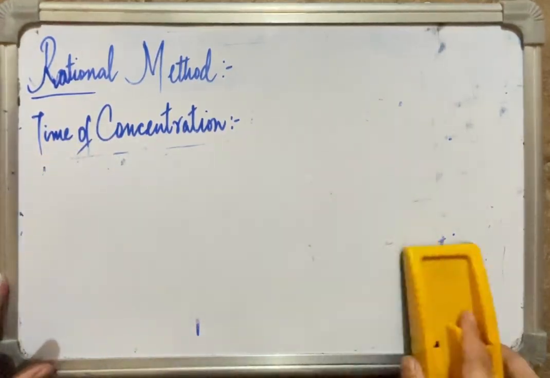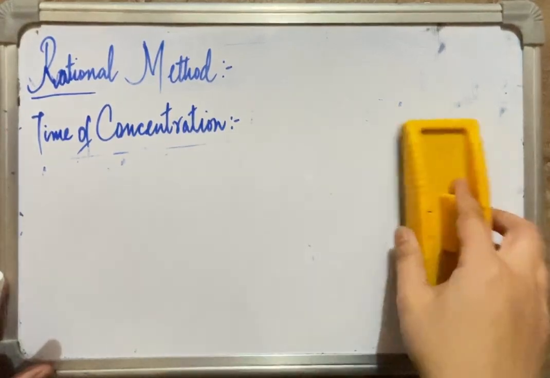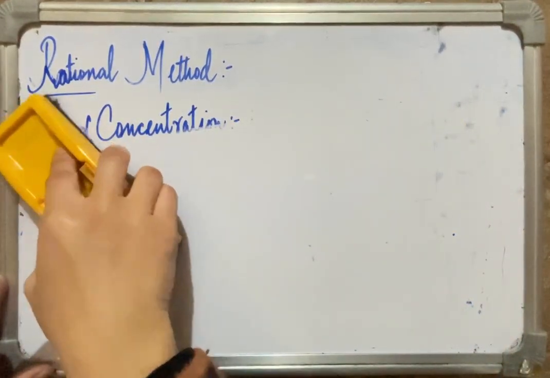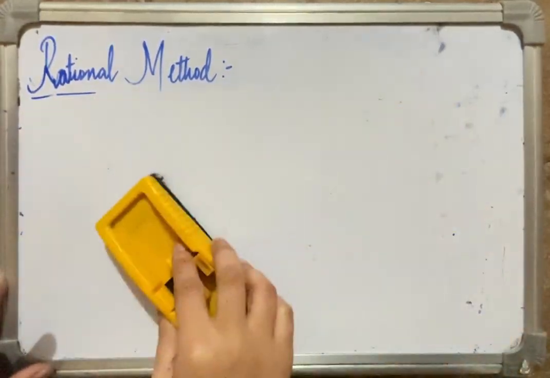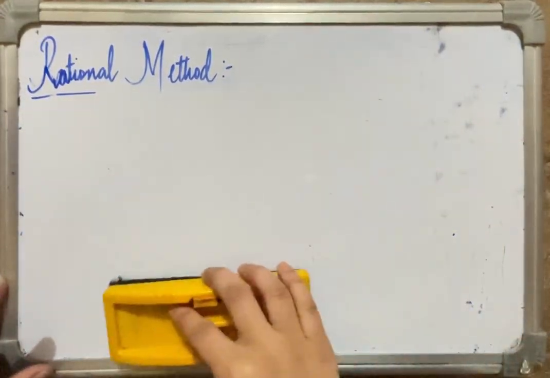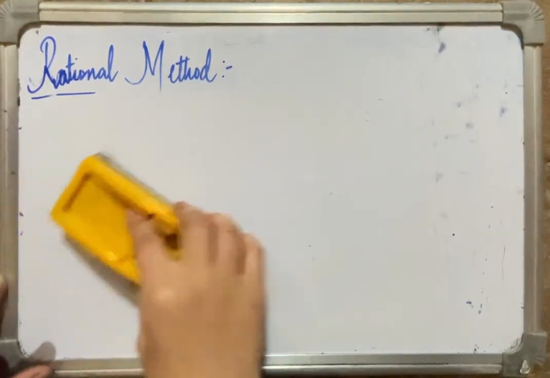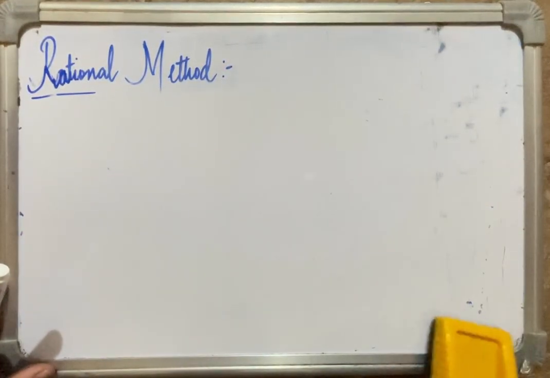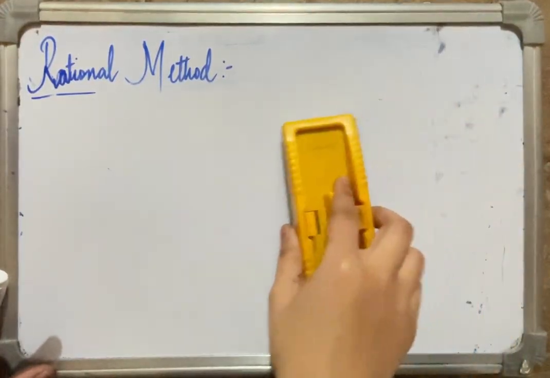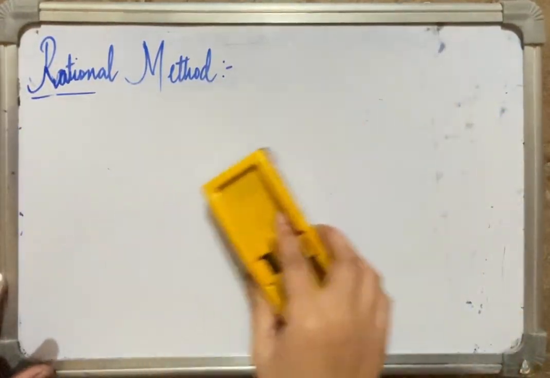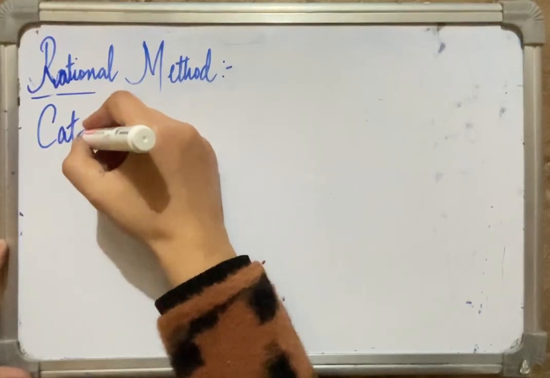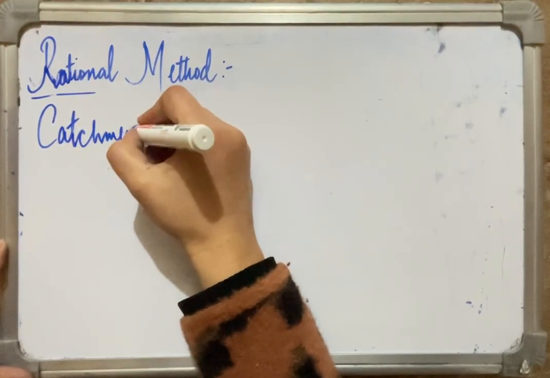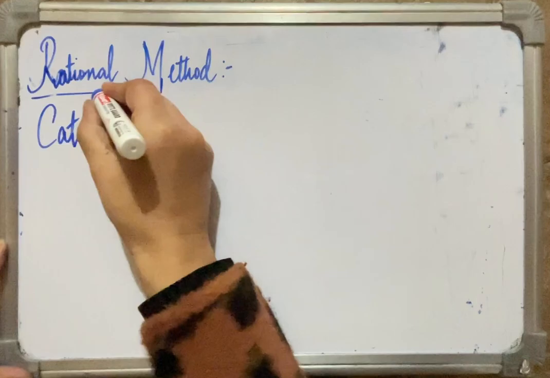Rational method for calculation of the maximum or the peak discharge for designing the bridge. We are studying certain terms related to this because this method takes rainfall parameters and other characteristics of the area of the catchment into consideration. Alright, moving on, let us study about catchment area and how we calculate it to make use of the rational method.